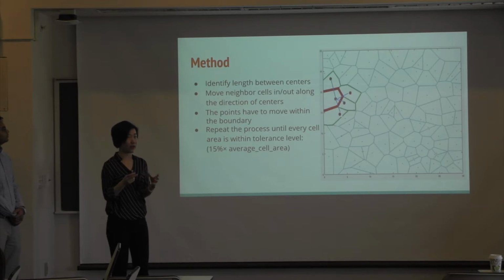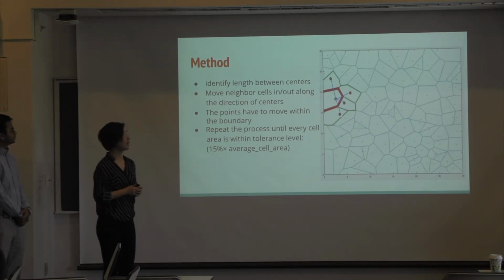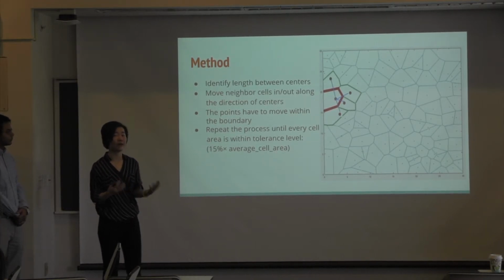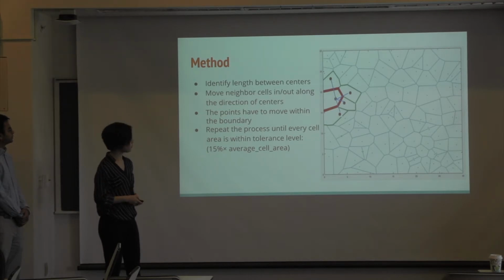If the difference is very small, then the distance of this move would only be 0.1 times the distance between the centers. And we will do this process over and over again until we know that all the cells in this diagram have an area that is within a certain tolerance level. In our study, we define the tolerance level to be 15% times the average cell area.